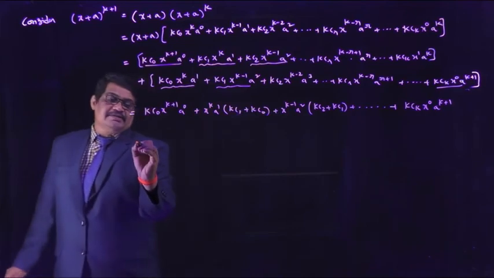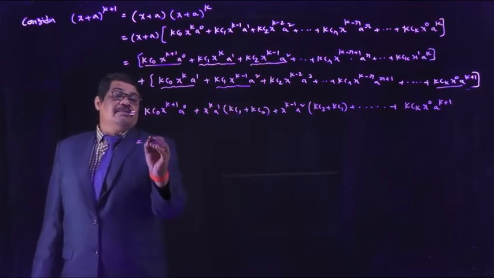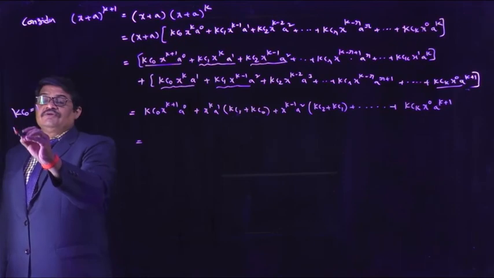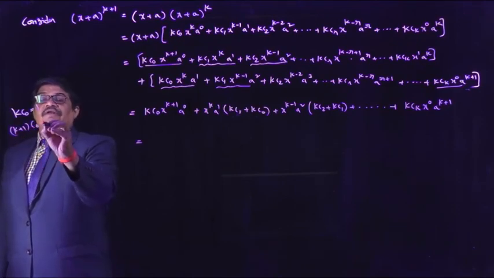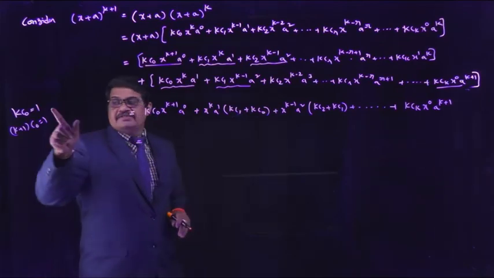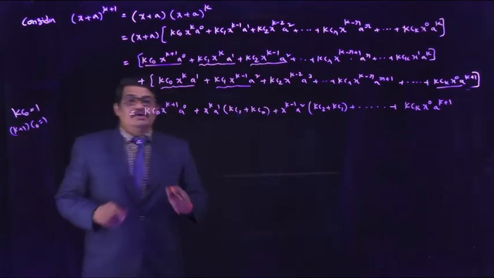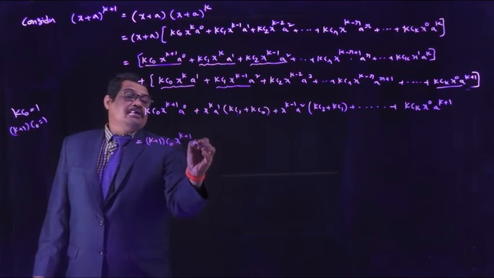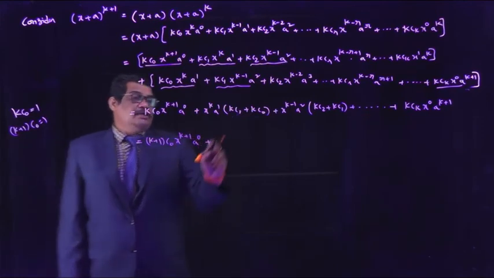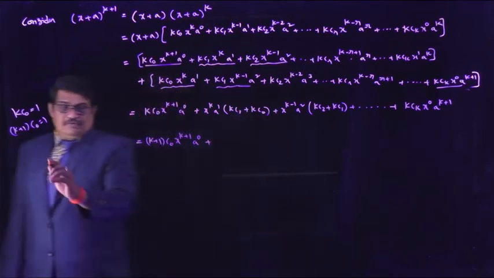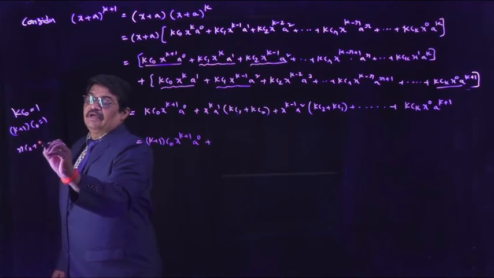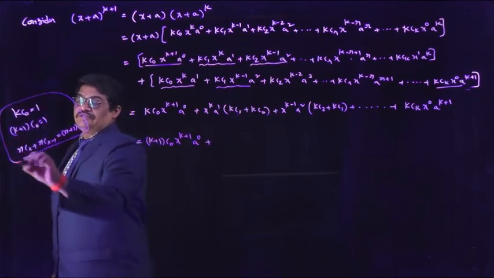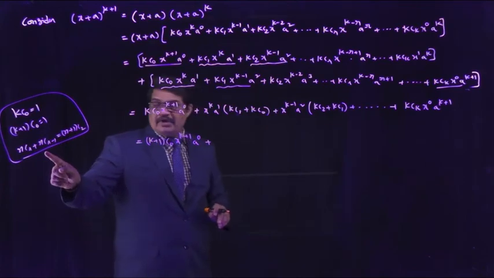Now this can be written as follows. What is kc naught? Its value is 1, and k plus 1 c naught is also 1. Now we write k plus 1 c naught x power k plus 1 into a power 0, plus kc 1 plus kc naught. You know the formula: ncr plus ncr minus 1 is n plus 1 cr.